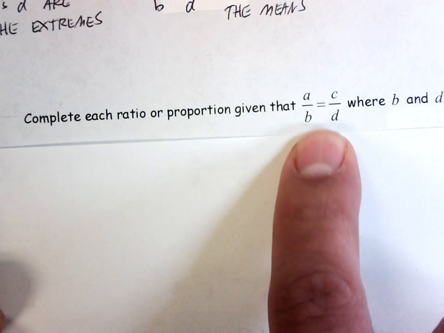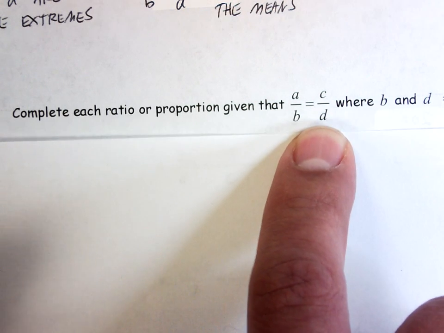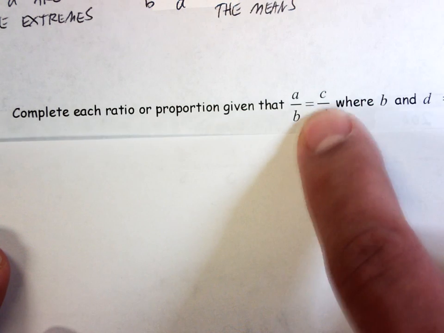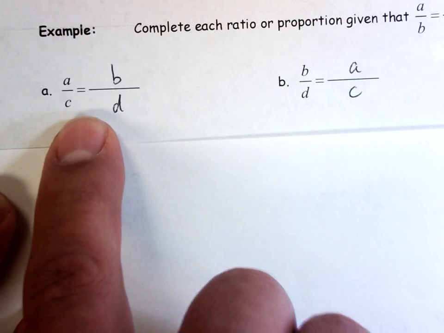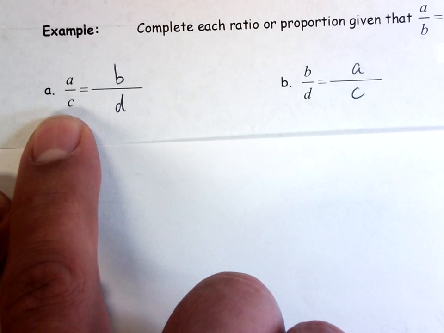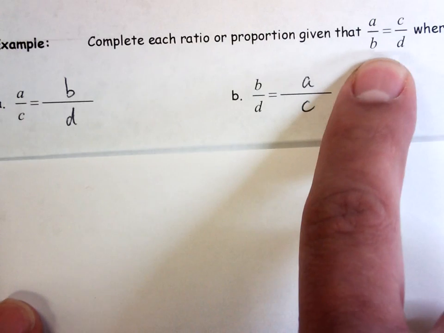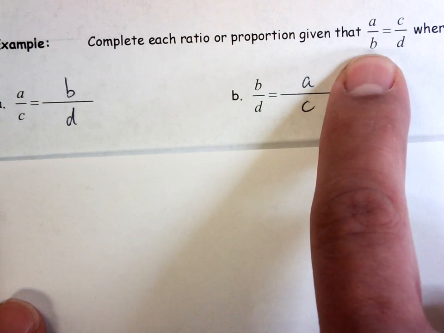All right? They tell us here, we're told that A over B equals C over D, which again tells me A times D equals B times C. And we're told that neither B nor D is equal to 0. So on this one, they give us A over C, and they want to know what that has to be equal to. Well, I already know from here that A times D has to equal B times C.